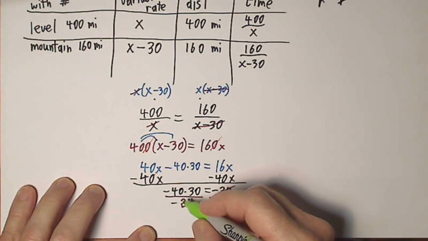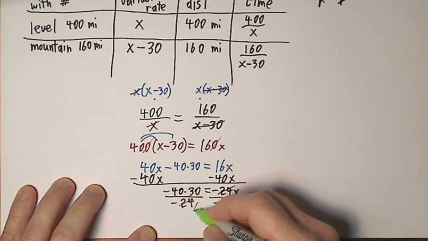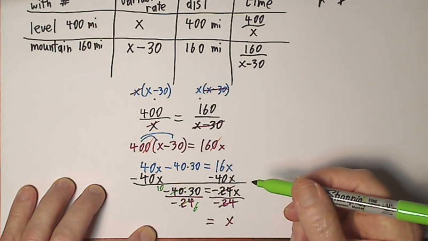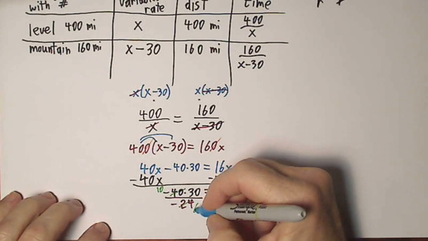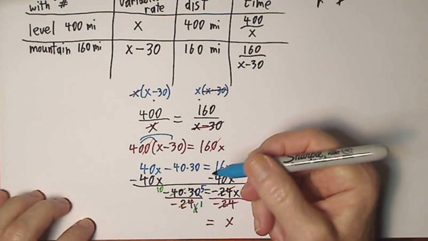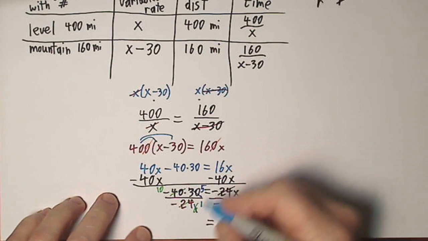4 goes into 24, and 4 goes into 40. So 4 goes in here 6 times. 4 goes in here 10 times. Then the 6 and the 30, you can do a little more canceling. 6 goes into 6 once. 6 goes into 30 5 times. So all that's left standing is 10 times 5.